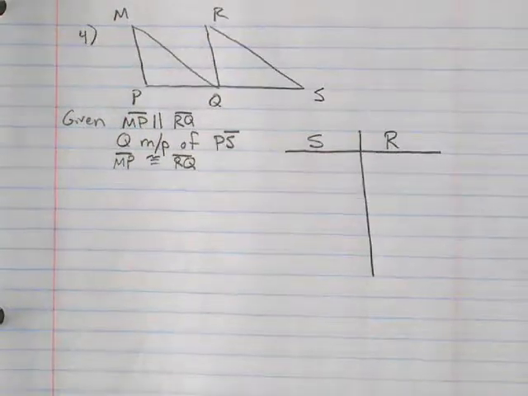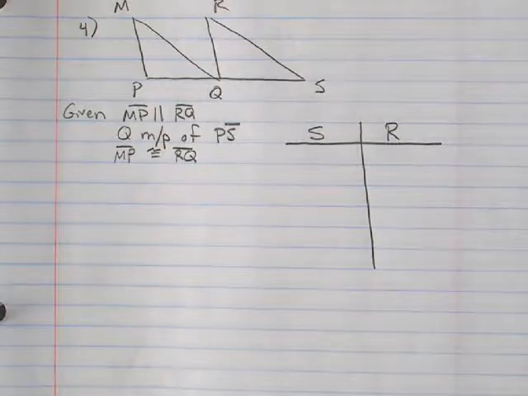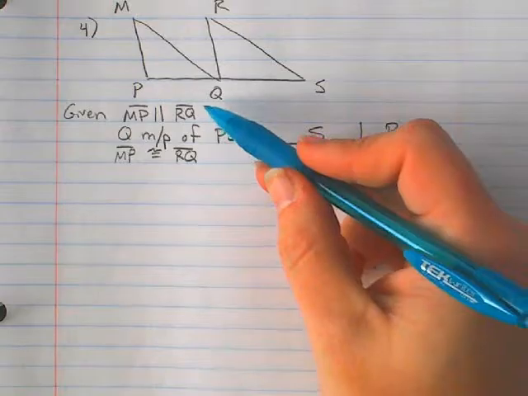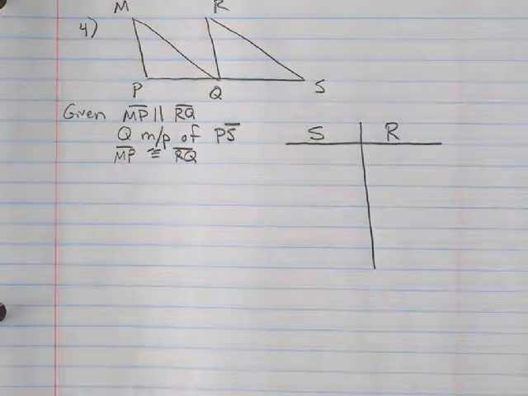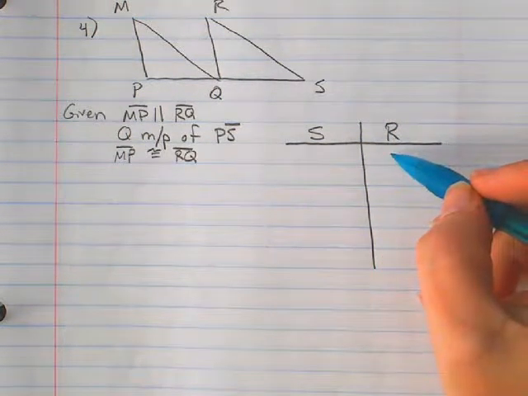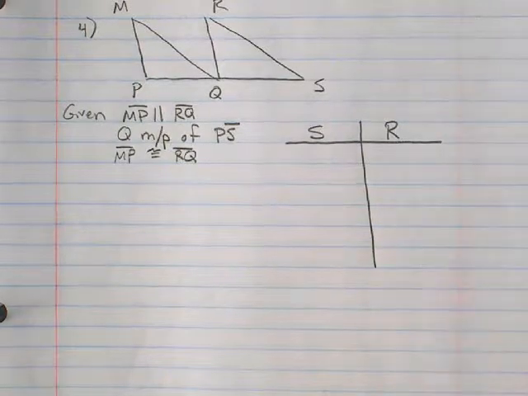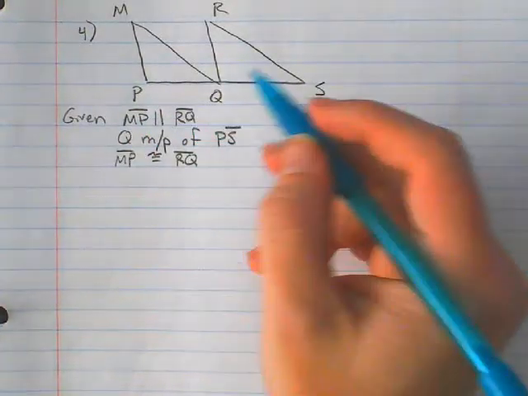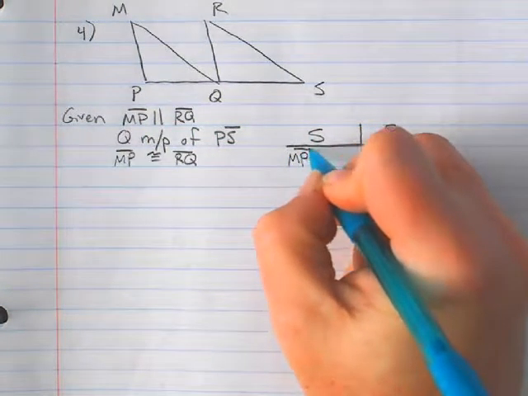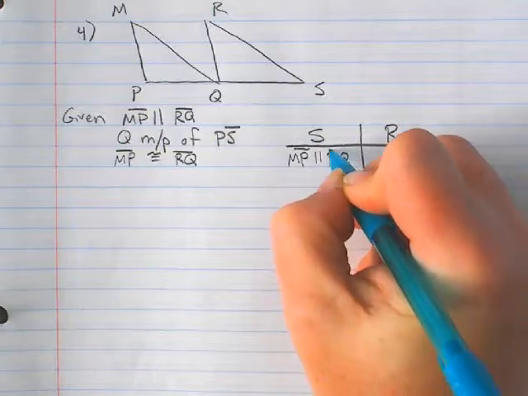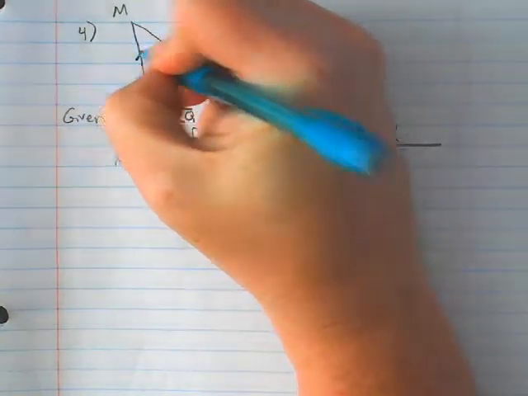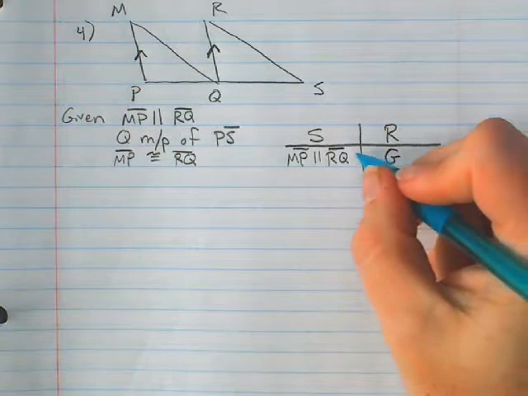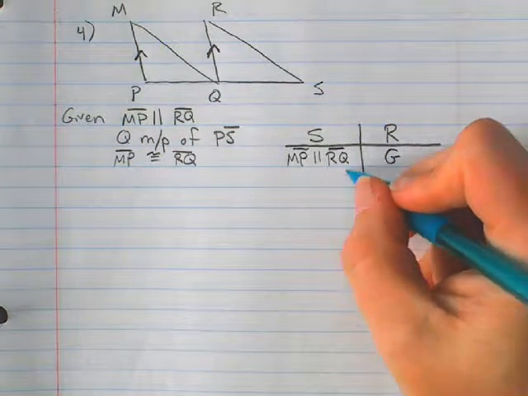Okay. This one has nothing marked, so we have to do all of the marking. I've listed your givens in a specific order to make you think about what the given means and what the follow-up statement should be. Let's begin with MP parallel to RQ. Here's MP and RQ. It's given. There will be some sort of follow-up statement.